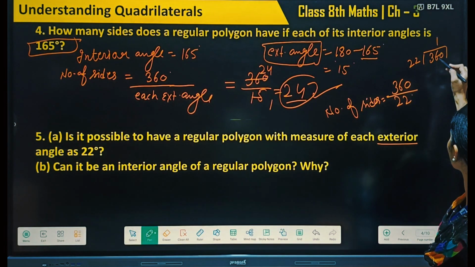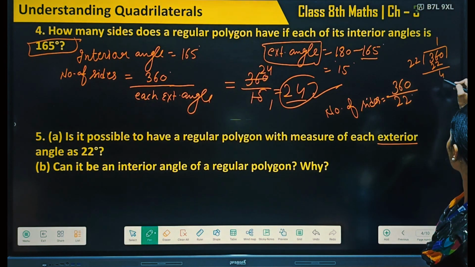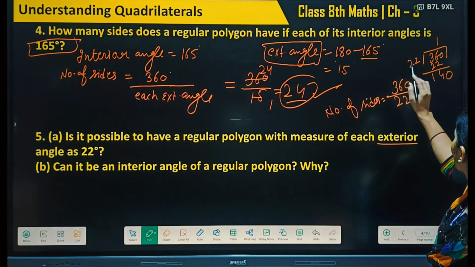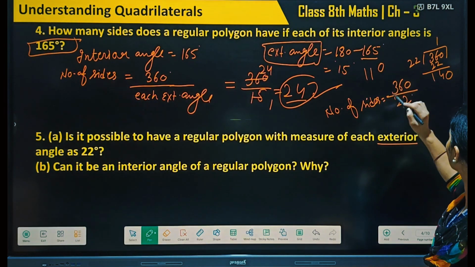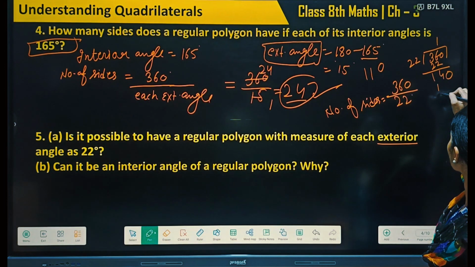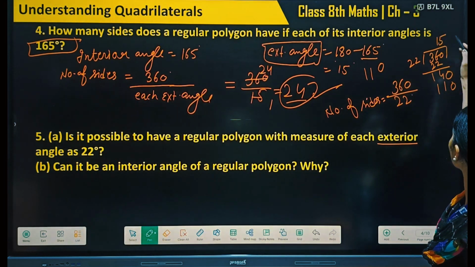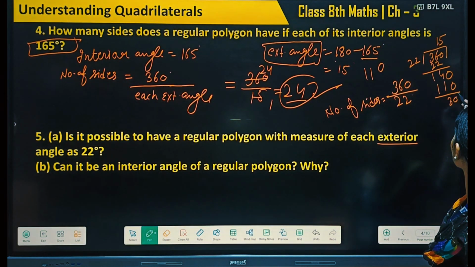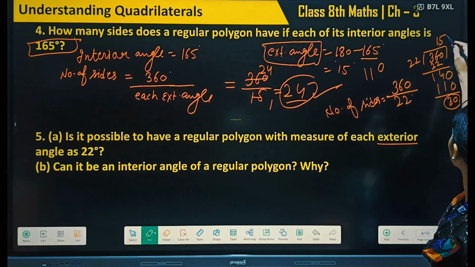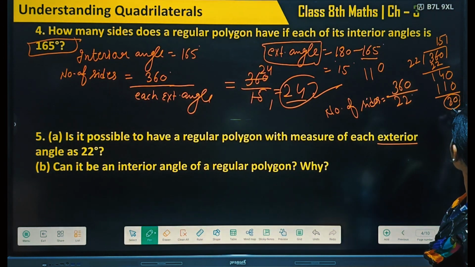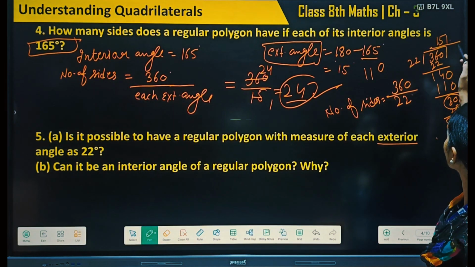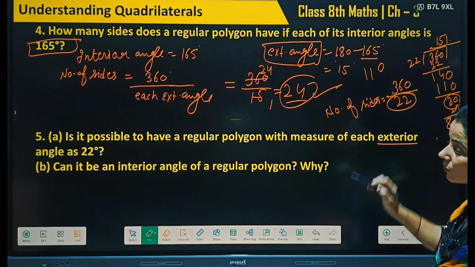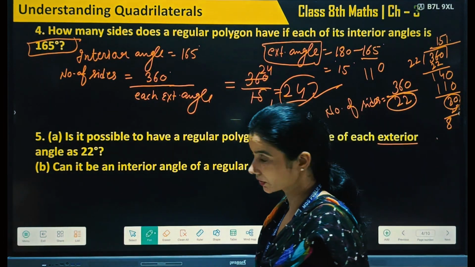22 ones are 22, then 4 1 0. 22 fives are 110. The remainder is 30. Then again 1, 22, then 8. The remainder is 8. Then decimal something. It means this 22 is not a divisor of 360 degree.